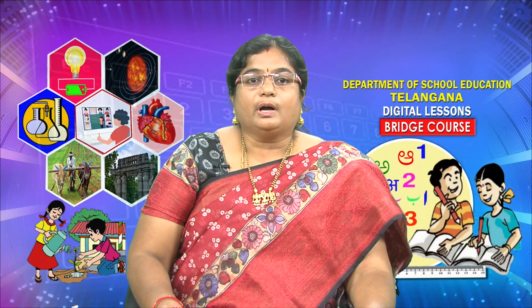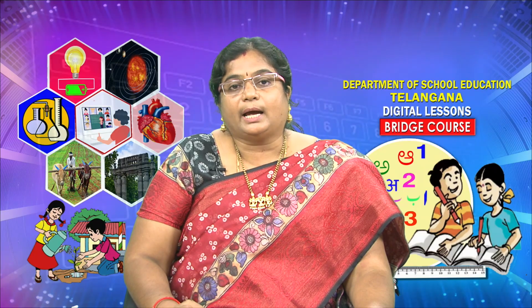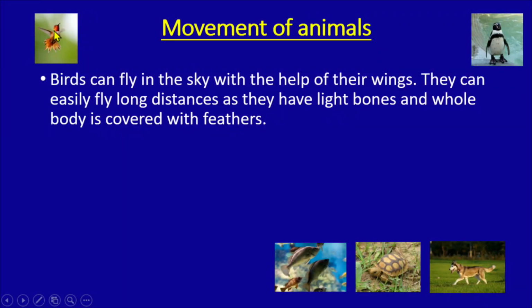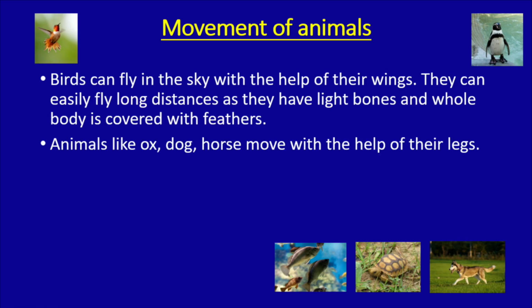In the video, you have observed the movement of different animals and birds. You have observed that birds are flying in the sky. So, birds can fly in the sky with the help of their wings and they can easily fly long distances as they have light bones and the whole body is covered with feathers. Now, animals like ox, dog, horse, how do they move? They move with the help of their legs. You can see here a dog moving with the help of its legs.